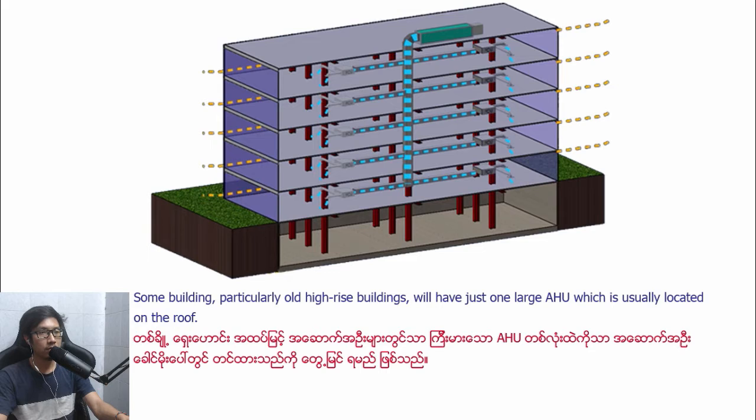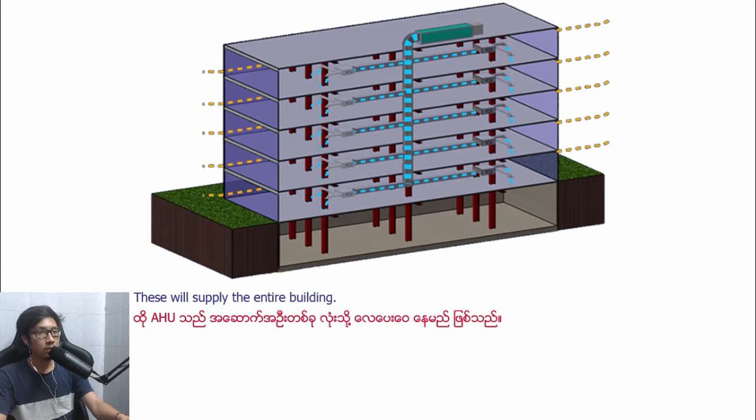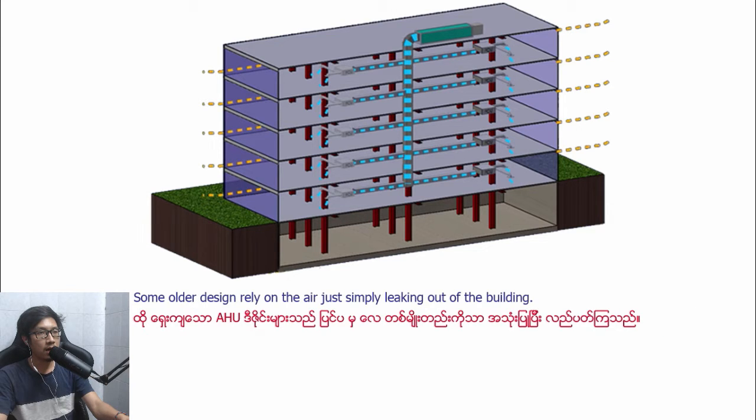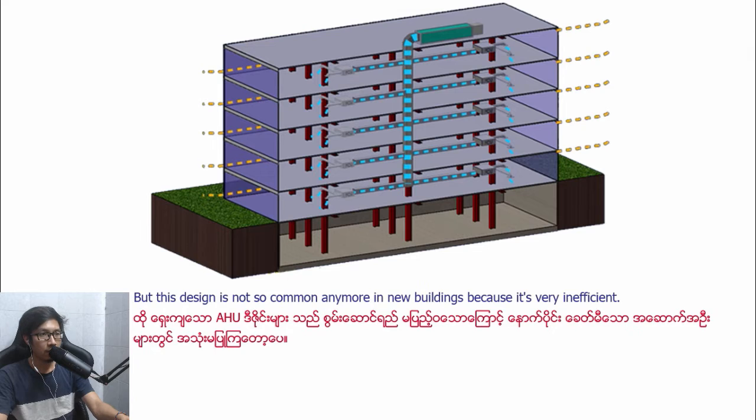Some buildings, particularly old high-rise buildings, will have just one large AHU, which is usually located on the roof. This will supply the entire building. They might not have a return air fan. Some older designs rely on the air simply leaking out of the building, but this design is not so common anymore in new buildings because it's very inefficient.